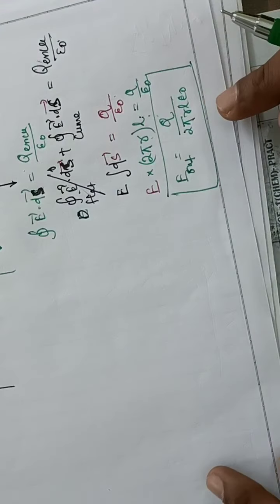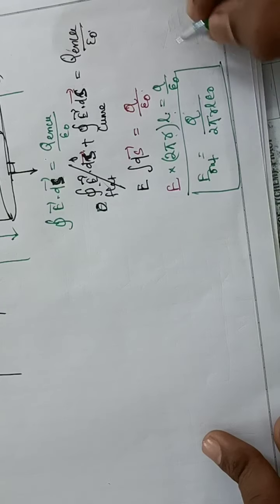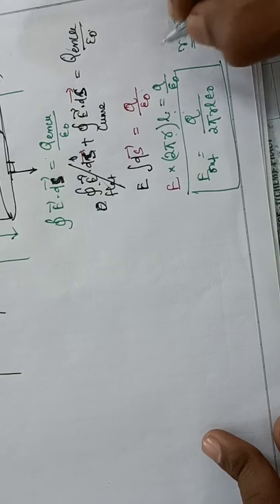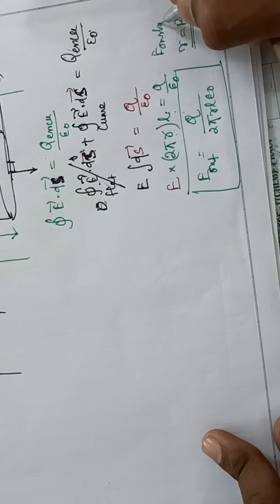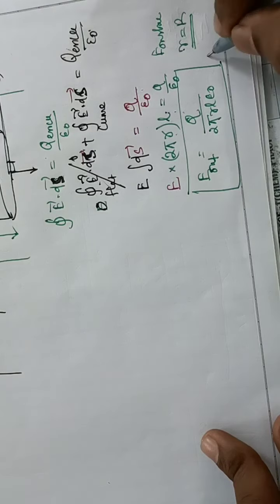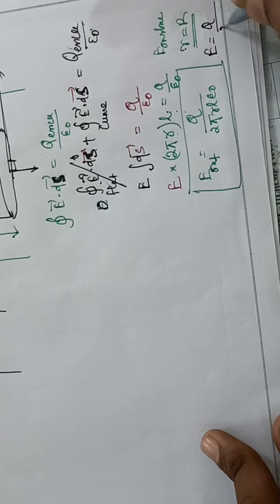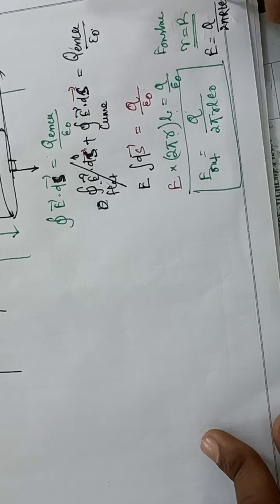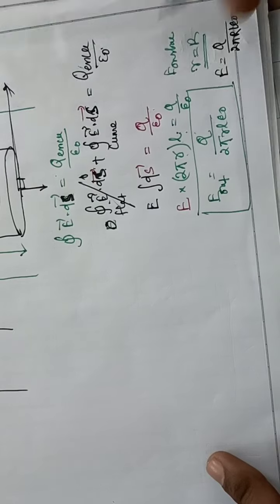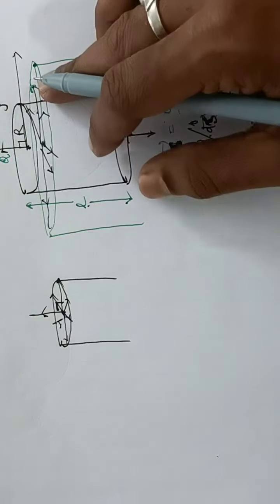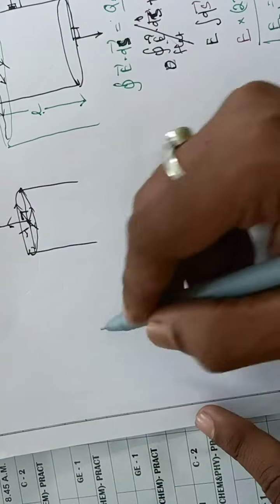These are the expressions. And on the surface, this small r equals what? Capital R. So on the surface, this small r equals capital R. So on the surface, one can directly put 2 pi capital R L epsilon naught. This is not a big deal at all, because on the surface, small r equals capital R. This is very important.